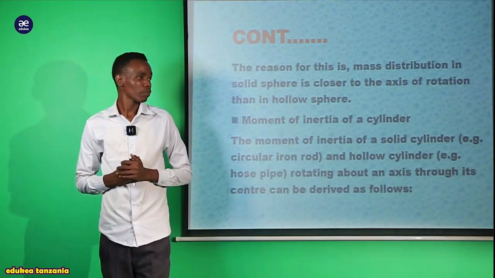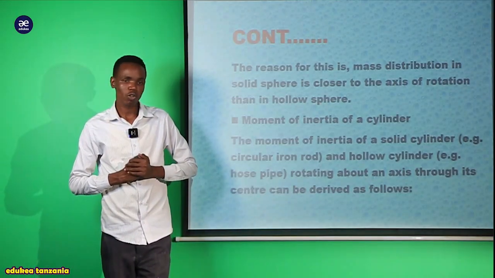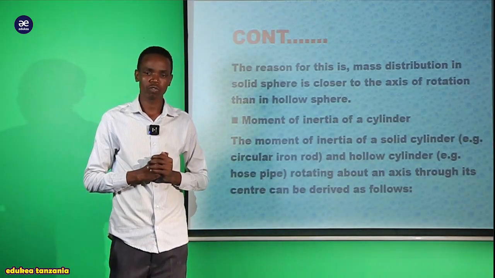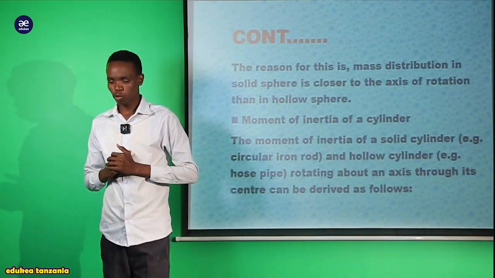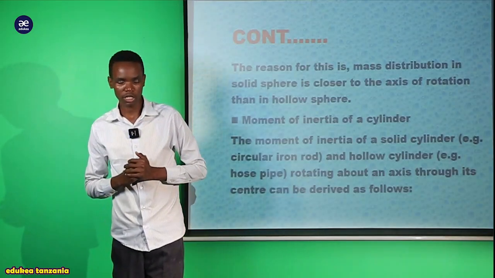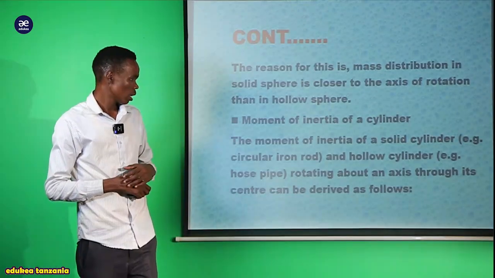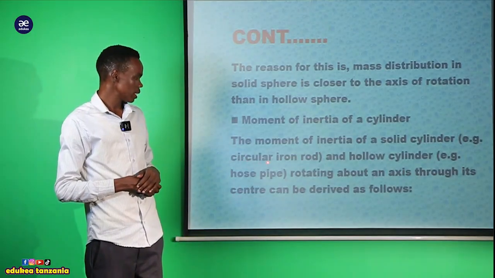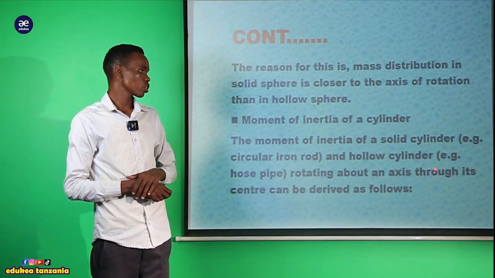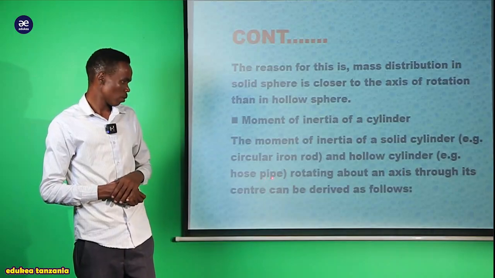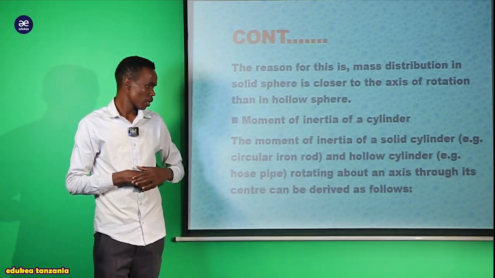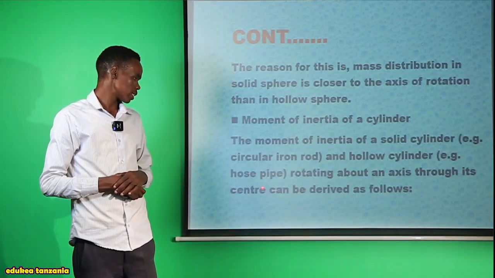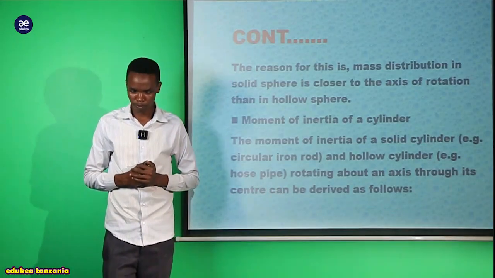So after this one, let us go and see the moment of inertia for a cylinder. Now, how can we demonstrate the moment of inertia of a cylinder? That is what we are going to see for our discussion here. The moment of inertia of a solid cylinder, like a circular iron rod, and also a hollow cylinder, or hose pipe, rotating about an axis through its center can be derived as follows.